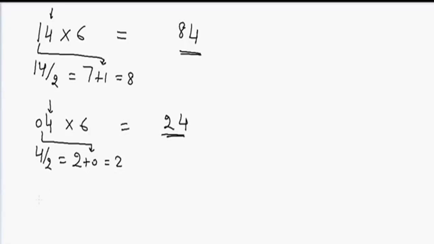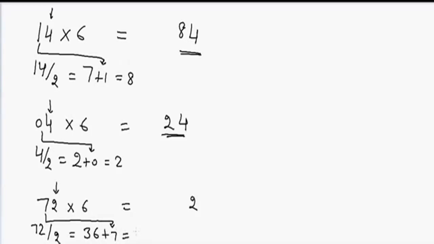Let's do something more difficult. If I have to multiply 72 by 6, in that case, the last digit is 2, so we'll write a 2 here, and then half of 72. So 72 divided by 2 is equal to 36. And then we'll add the first digit. So 36 plus 7 is equal to 43. So the answer will be 432.